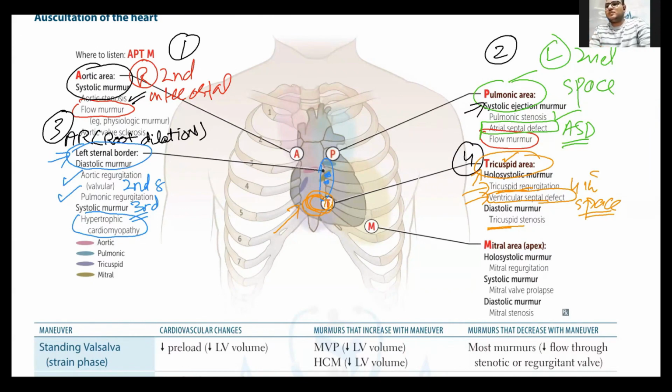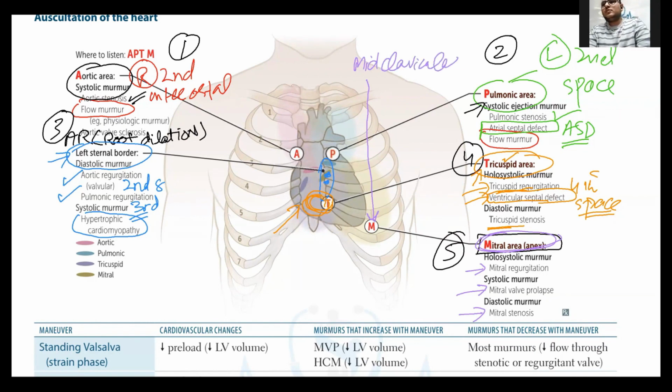One very important point is the fifth point, which is the apex, mitral area. I will show it with this color, the mitral area. So remember always, whenever you hear the word mitral in an exam, this is very important. Whenever you hear mitral, it will always be the apex. Mitral regurgitation, mitral valve prolapse, mitral stenosis. Any murmur that starts with mitral is always on the apex, that is the mitral area. What is the apex? This is the midclavicular line, and the space is the fifth intercostal space. This is called the apex, mitral area.